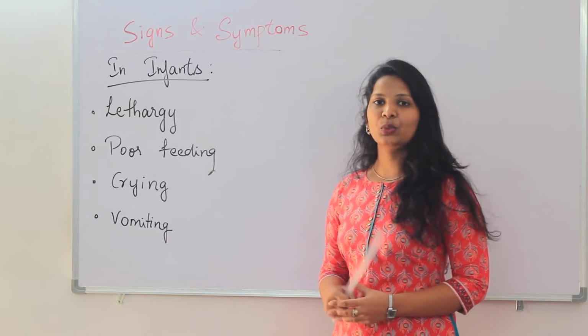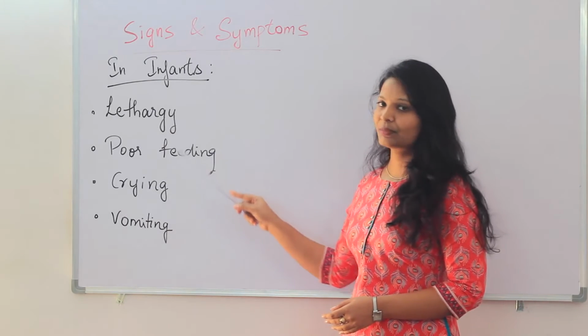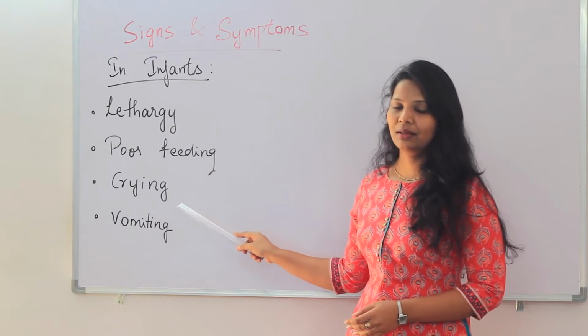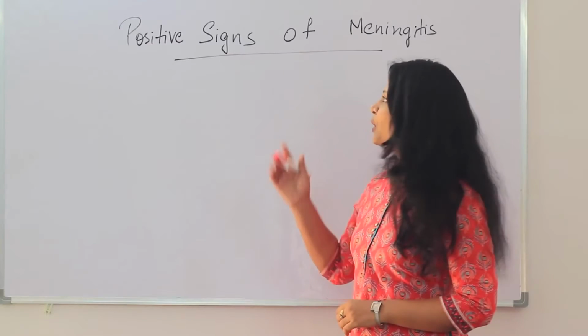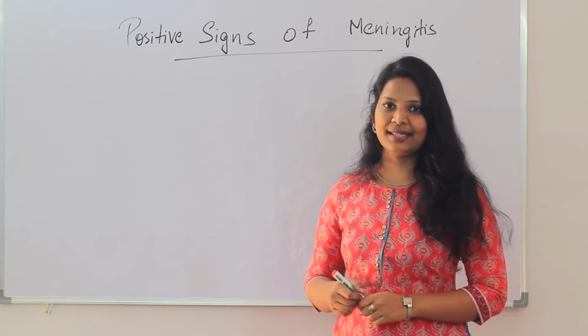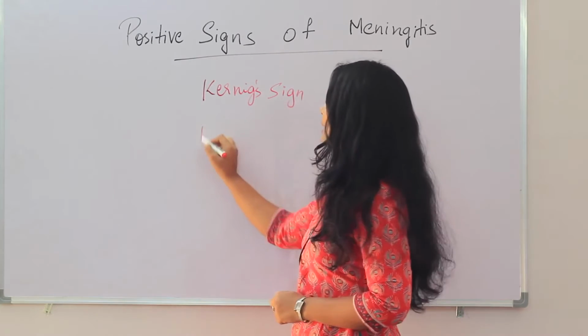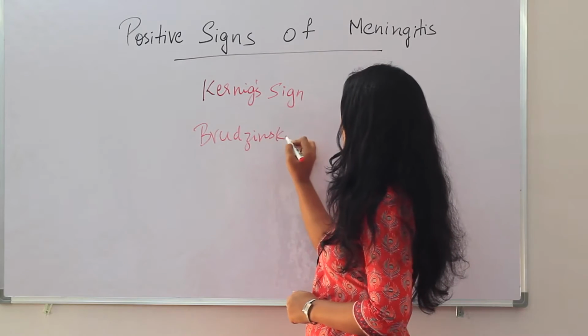And the signs and symptoms may vary in infants. They have common symptoms like lethargy, poor feeding, crying and vomiting. Next, positive signs of meningitis. The common positive signs of meningitis are Kernig's sign and Brudzinski's sign.